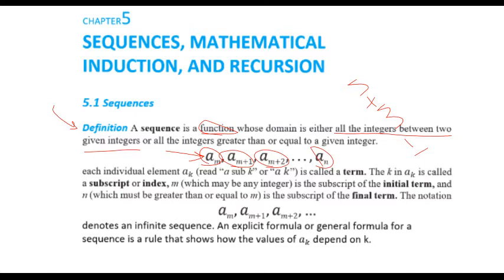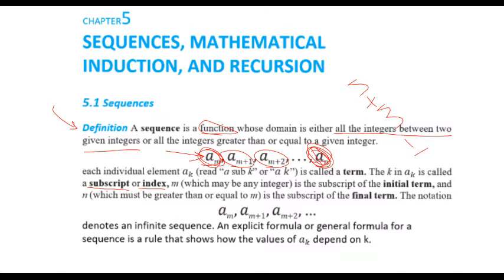So the k in a sub k is called the subscript or index. m, which is an integer, is the subscript of the initial term. So a sub m is called the initial term, and m is the subscript of the initial term, and n is the subscript for the last term, which we call the final term, right?